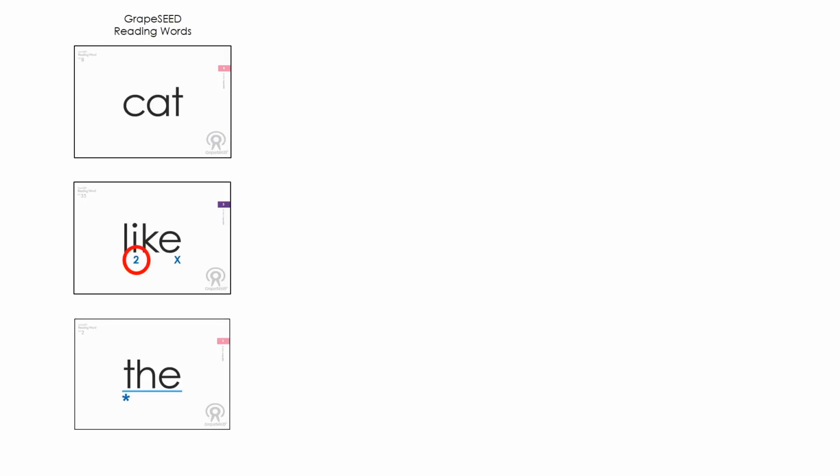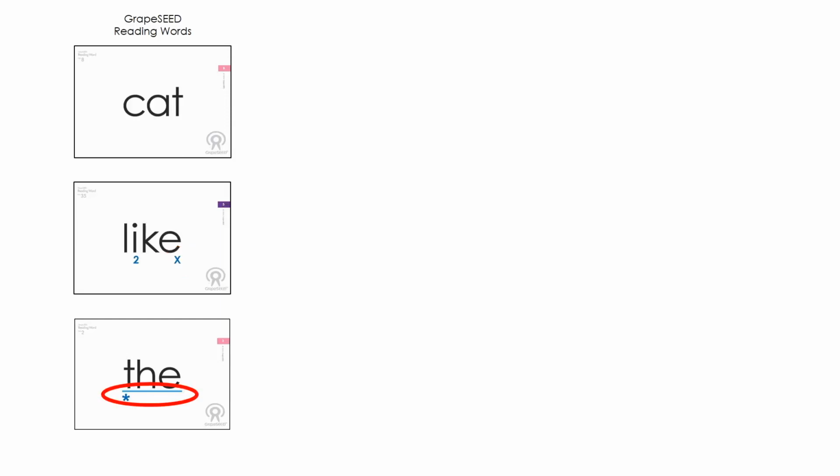This little number under the letter I represents the second sound that I makes. In Grapeseed, we teach 3 sounds of I. In this word, it makes the I sound in the word like. When the students see a little blue X under a letter, they know that that letter doesn't make a sound. In Grapeseed, the letter E has 2 sounds, but in this case, the word like, it doesn't make a sound, so we put a blue X under it to represent that.